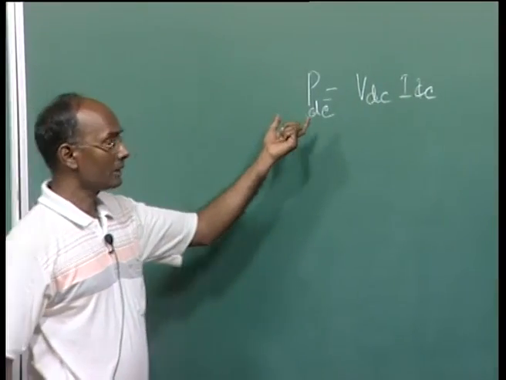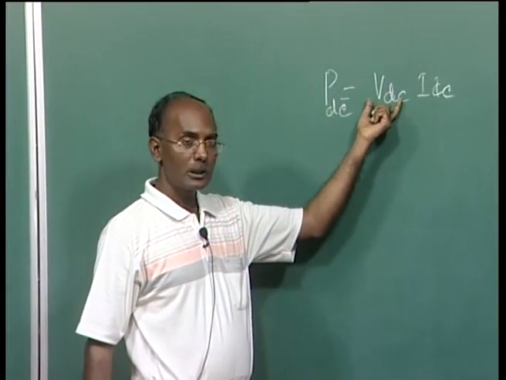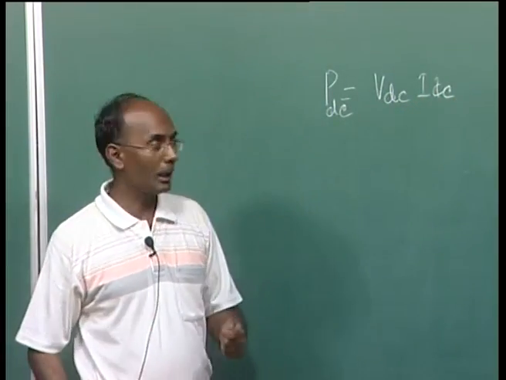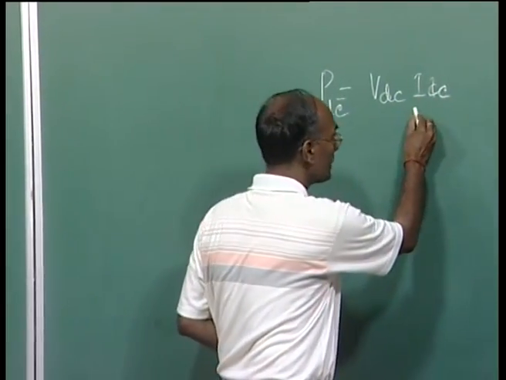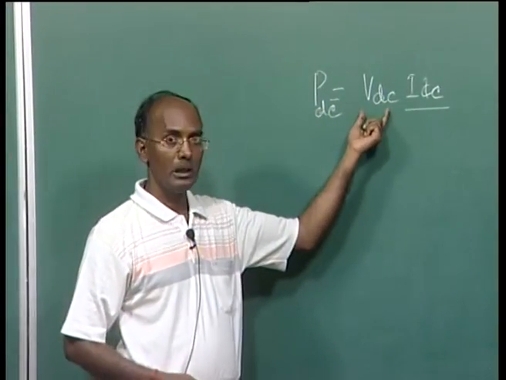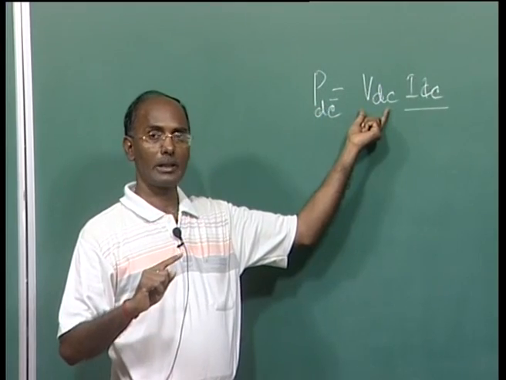Now, this HVDC can be controlled by either voltage, or by controlling current, or by controlling both. But normally in an HVDC system, current is kept constant and the voltage varies. It is just the reverse in an AC system.